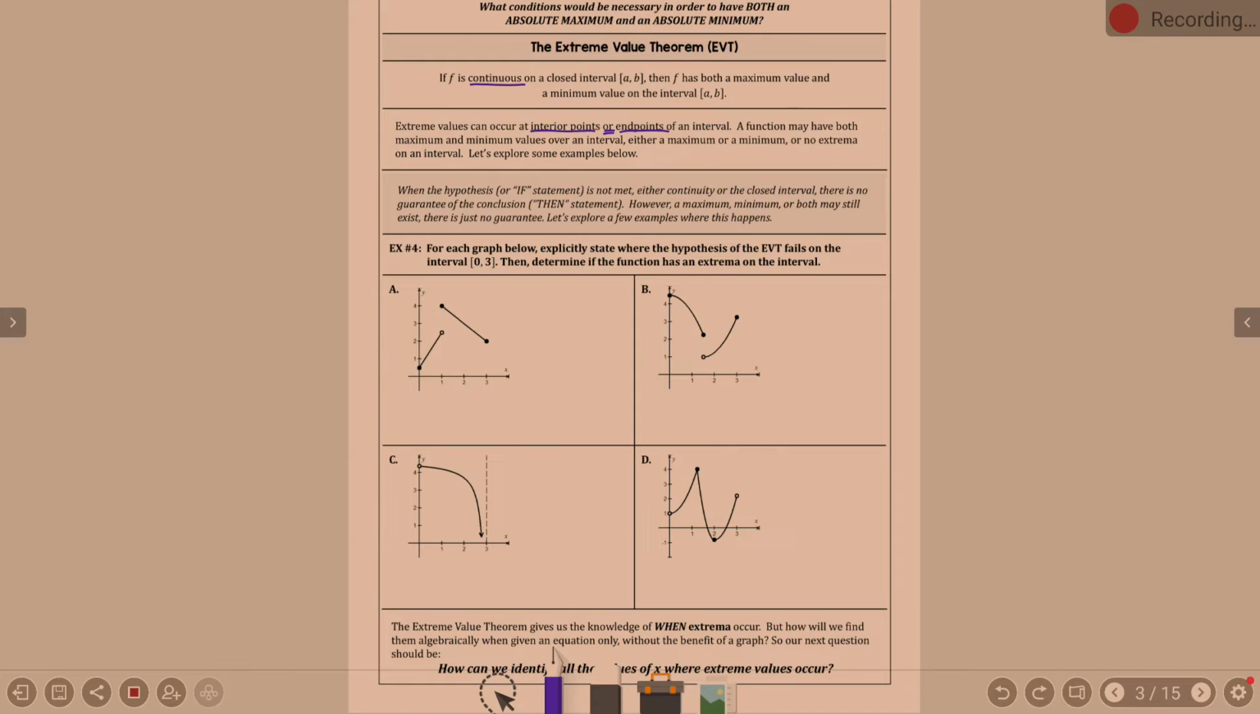Now, when the hypothesis or if statement is not met, either continuity or the closed interval, there is no guarantee of the conclusion, the then statement. However, a maximum, minimum, or both may still exist. There's just no guarantee. Okay, so a lot of these theorems we talk about in calculus are existence theorems, where it's just saying that something may exist, but it doesn't say that there's a guarantee. So you do have to be aware there.